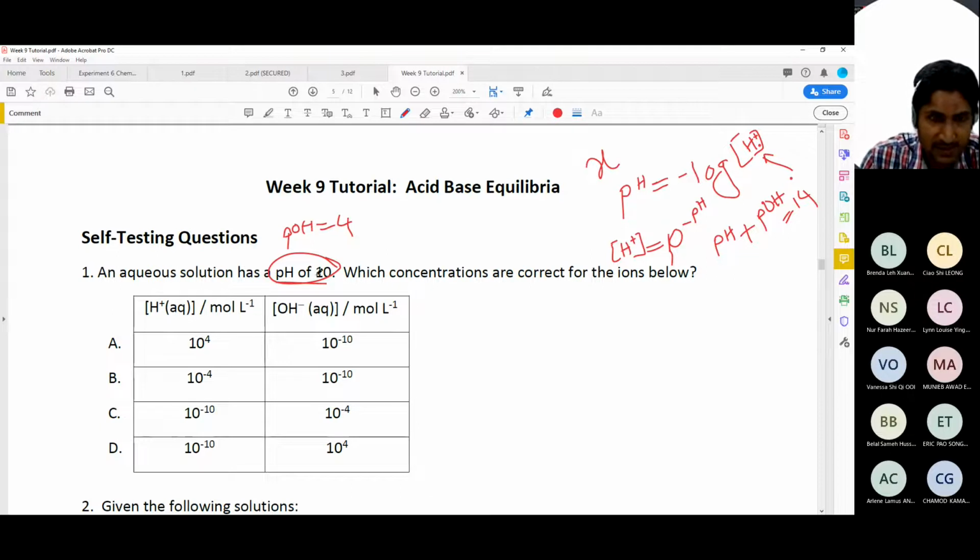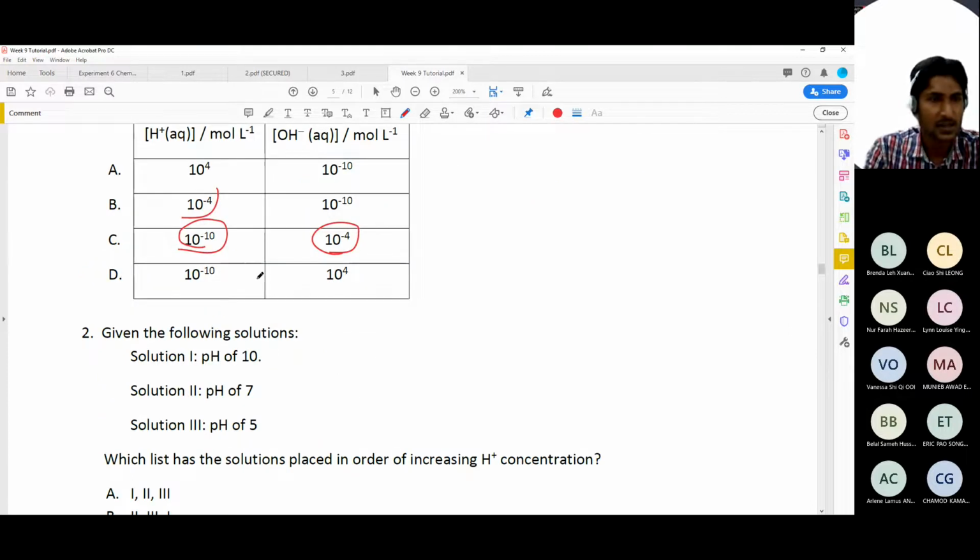And since pH is the negative log of the hydrogen ion concentration, the hydrogen ion concentration is 10 power negative 10, the anti-log of pH. And the anti-log of pOH is the hydroxyl ion concentration, right? So this is how we can easily find pH and pOH.